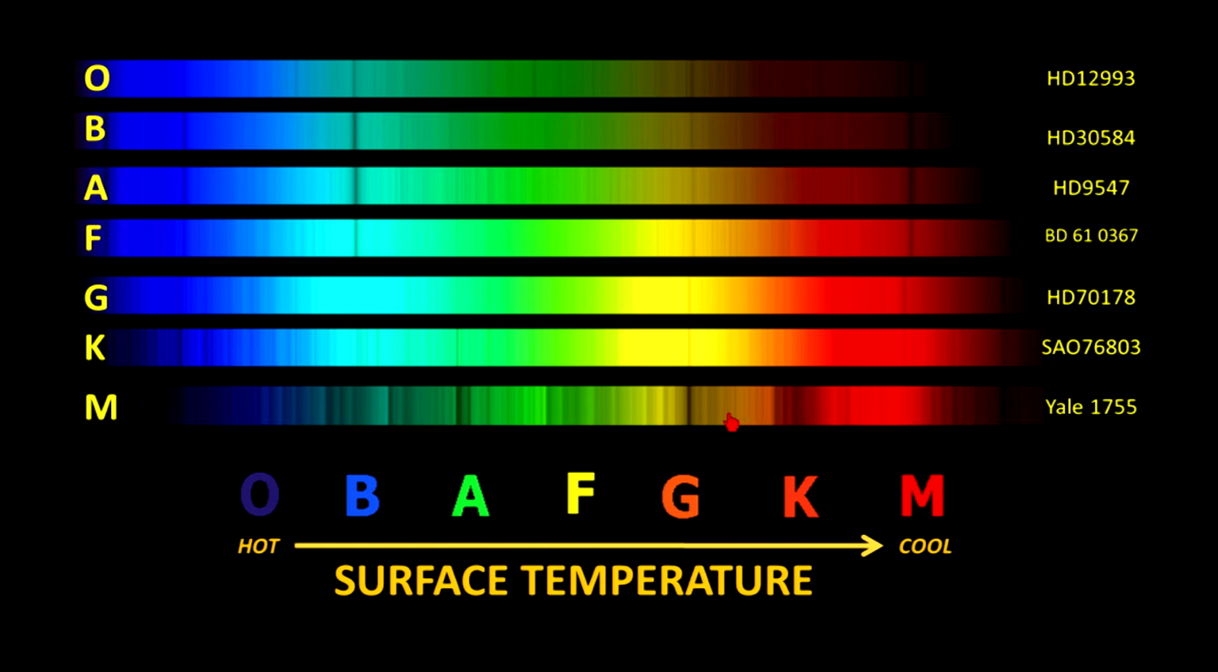Notice that the star on the bottom has lots and lots of lines. Stars that are spectral type M are stars that have lots of dark absorption lines. Stars that are spectral type O, you'll notice, have very few lines. That's very, very typical of a star with spectral type O. And the reason why there are lots of lines for some stars and not many lines for other stars ultimately comes down to the surface temperature of the star.